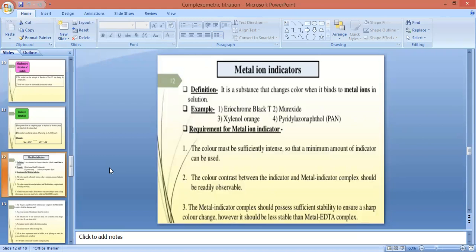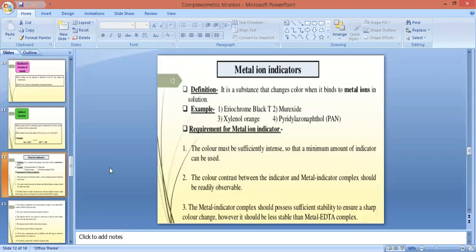So what is the first requirement? The color of the indicator should be dark or intense, so that a little quantity is sufficient for determining the endpoint. Next, when we add the indicator to the solution of metal, there should be a formation of a complex between these two, and the formed complex should have a different or contrasting coloration.